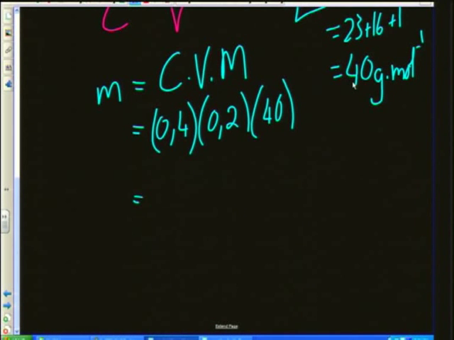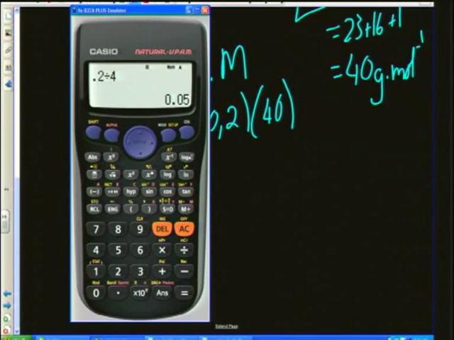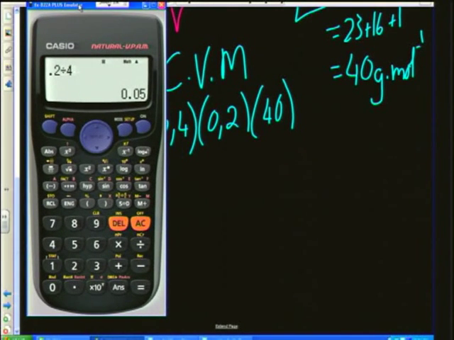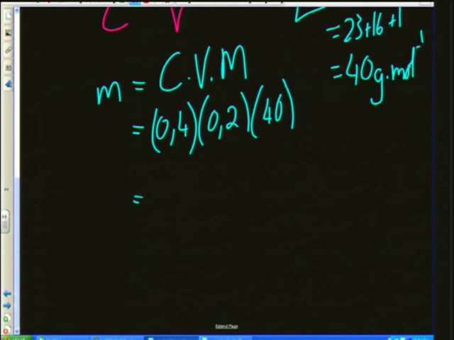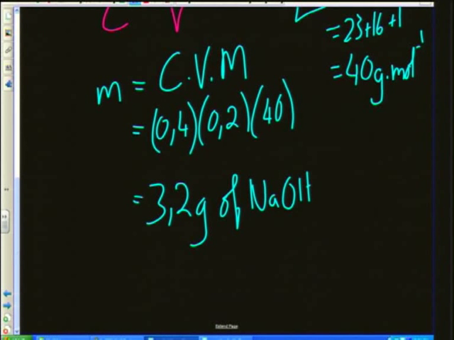And if I multiply this out, see what I get. I'm going to say 0.4 multiplied by 0.2 multiplied by 40. And it tells me I need exactly 3.2 grams of sodium hydroxide. 3.2 grams of sodium hydroxide. Okay, so there we've got the first part of the question done.